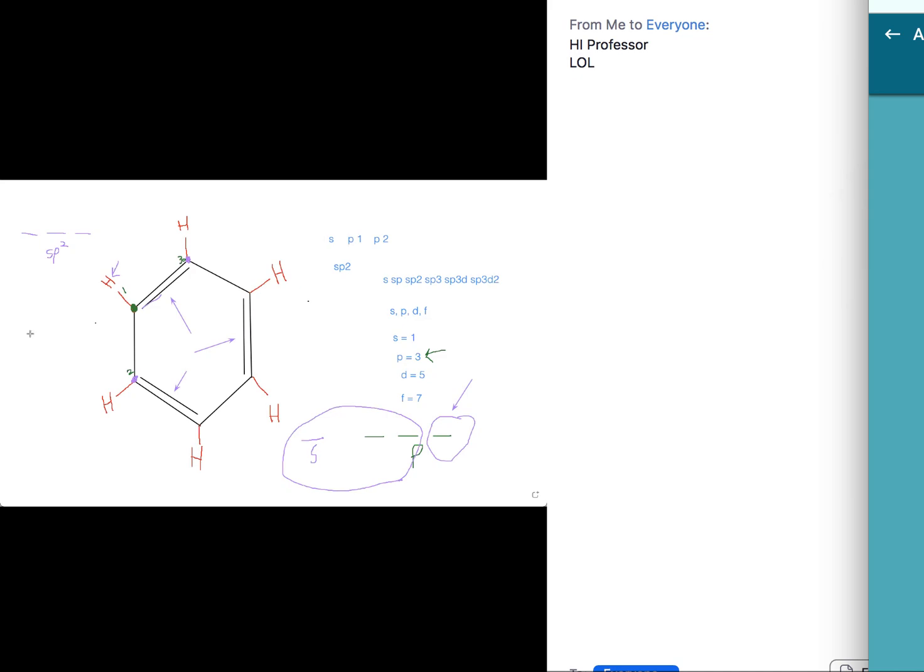For example, if I had something like this, then I would still put up 3 fingers, one for the first hydrogen, one for the second hydrogen, and one for the lone pair. And those would be sp2 also.